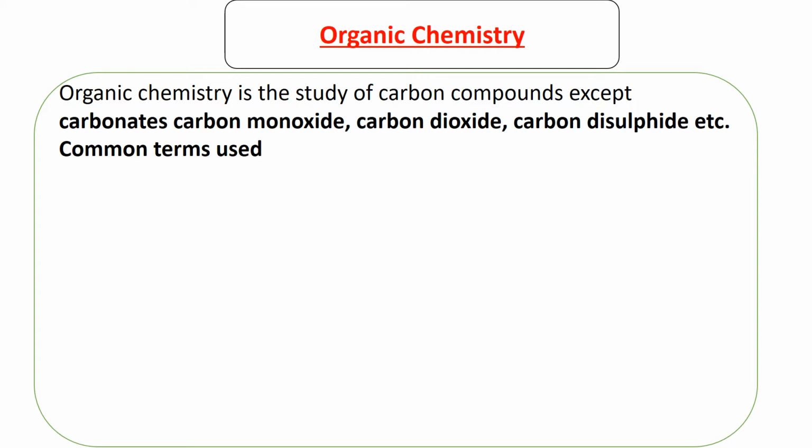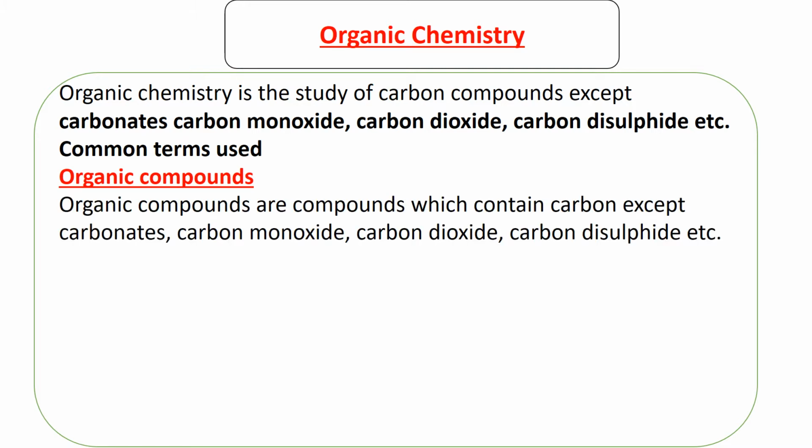So we're going to start with some of the common terms that are used, and we're going to go deep into some terms so that we understand them fully as we venture on this topic. So the first is organic compounds. Okay, so what are organic compounds? Organic compounds are compounds which contain carbon except carbonates, carbon monoxide, carbon dioxide, carbon disulfide. In short, organic chemistry is the study of organic compounds.